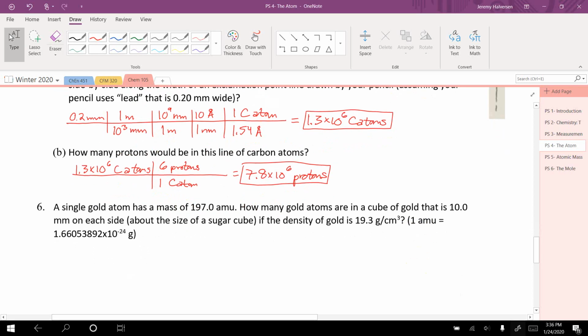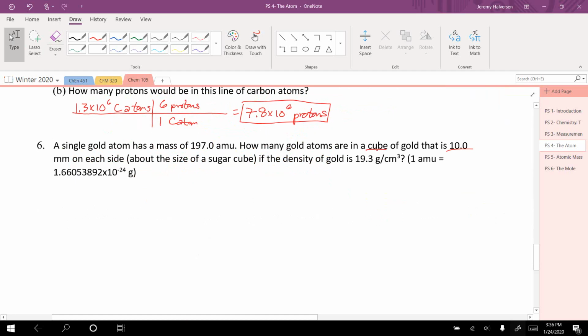Okay, another unit conversion. What's our starting amount? How much gold do we actually have? Do we have 197 AMU of gold? No. That's how much gold is in a single atom. Do we have 19.3 grams of gold? No. That's how many grams of gold are in 1 centimeter cubed of gold. How much do we have? We have a cube that's 10 millimeters on each side.